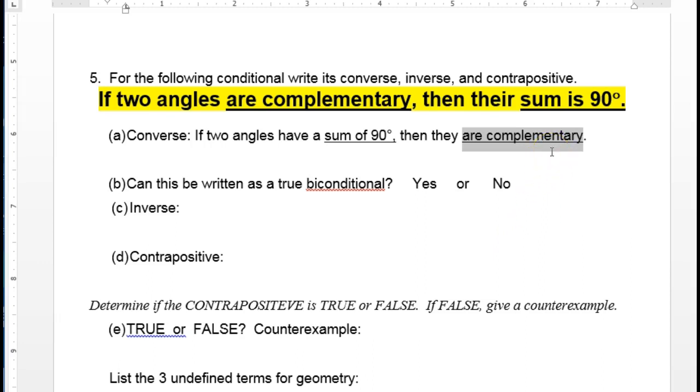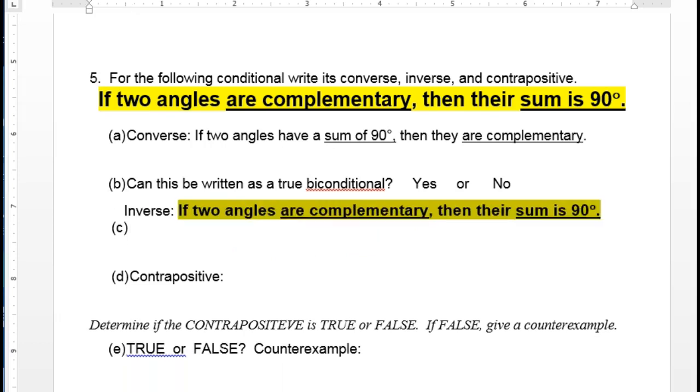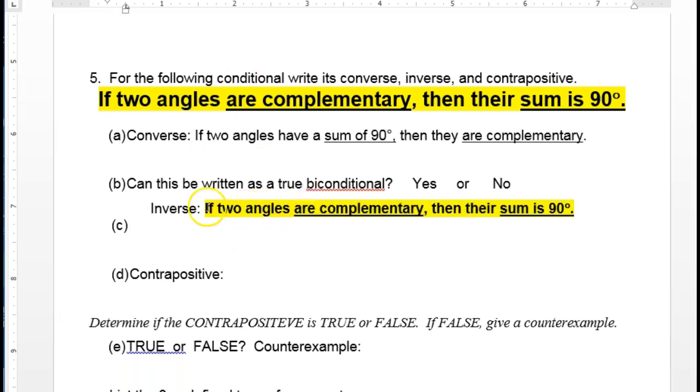I'm mostly concerned with you understanding that converse is the one that switches the order. The inverse is the one where you take the original and you just put in nots. Look, I can even just take the original, because I don't have to write it, and I can just go in here and put nots. If 2 angles are not complementary, then their sum is not 90 degrees. That's literally all you do with an inverse. You take the original one and you make them both not.